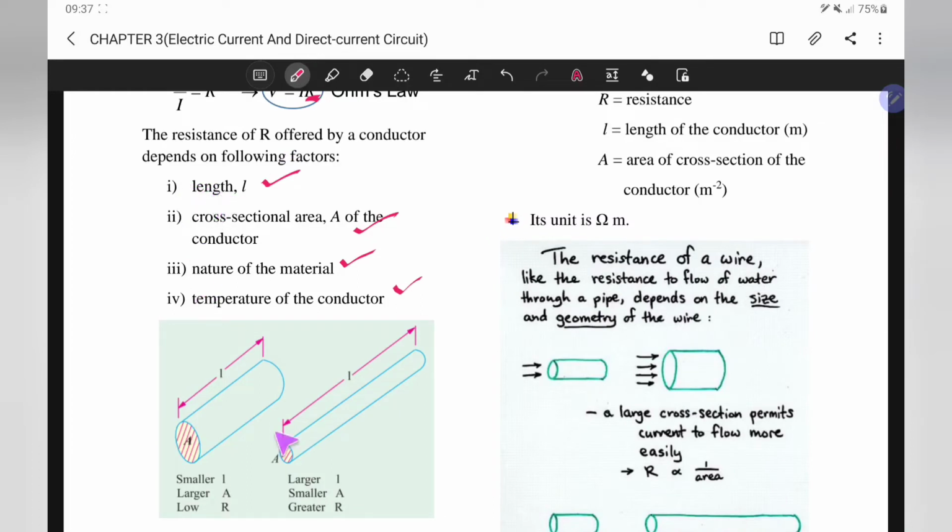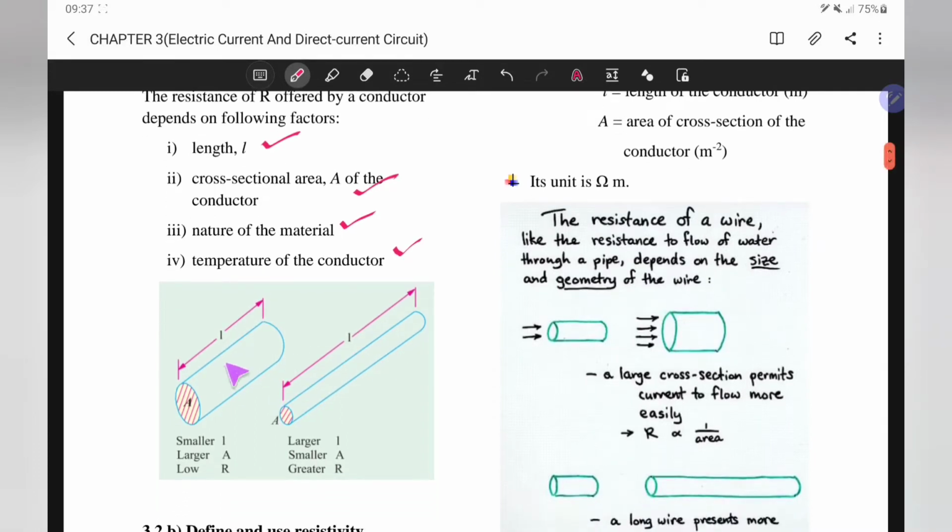First, length. Okay, a longer wire gives you higher resistance. Okay, and then for the cross-sectional area, a larger cross-sectional area gives you smaller resistance. And then nature, it depends on the type of material. Different material gives you different resistance. Okay, and the temperature of the conductor, of course, at higher temperature the resistance is also higher, isn't it?